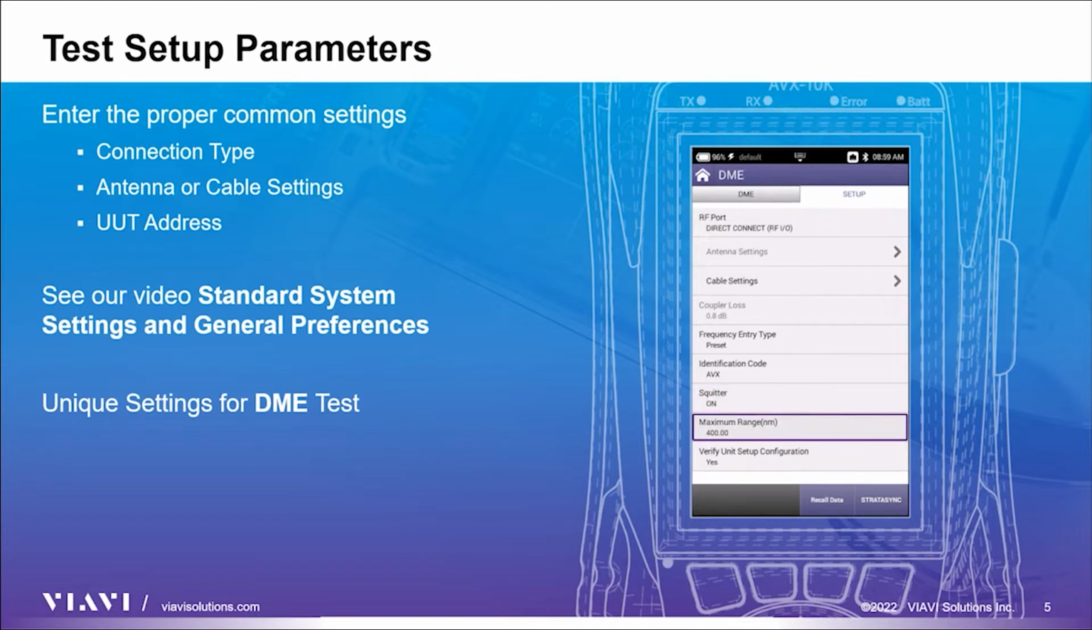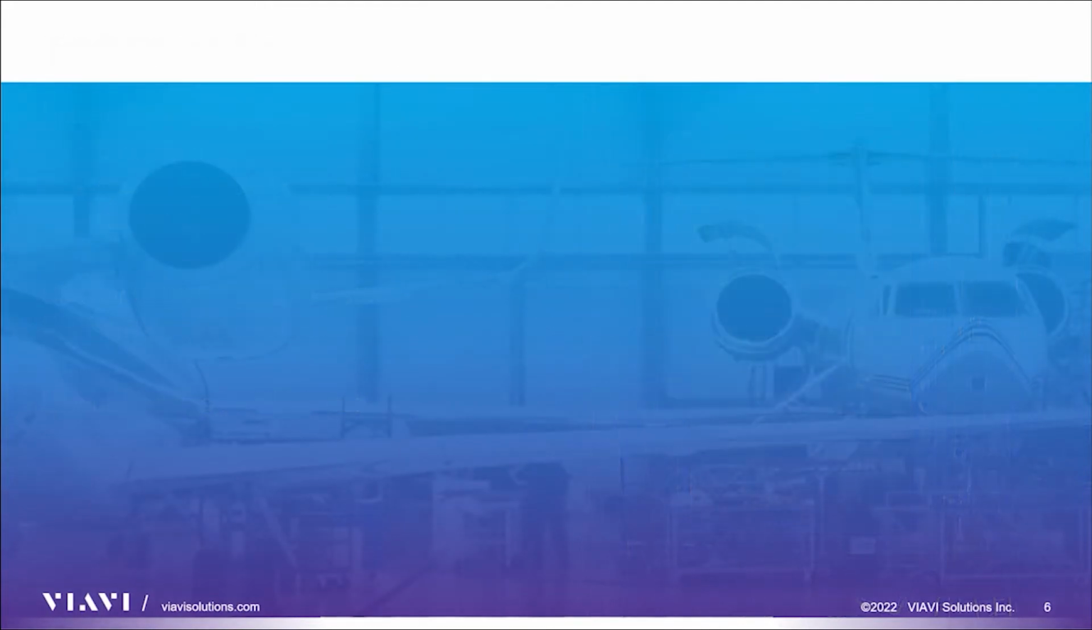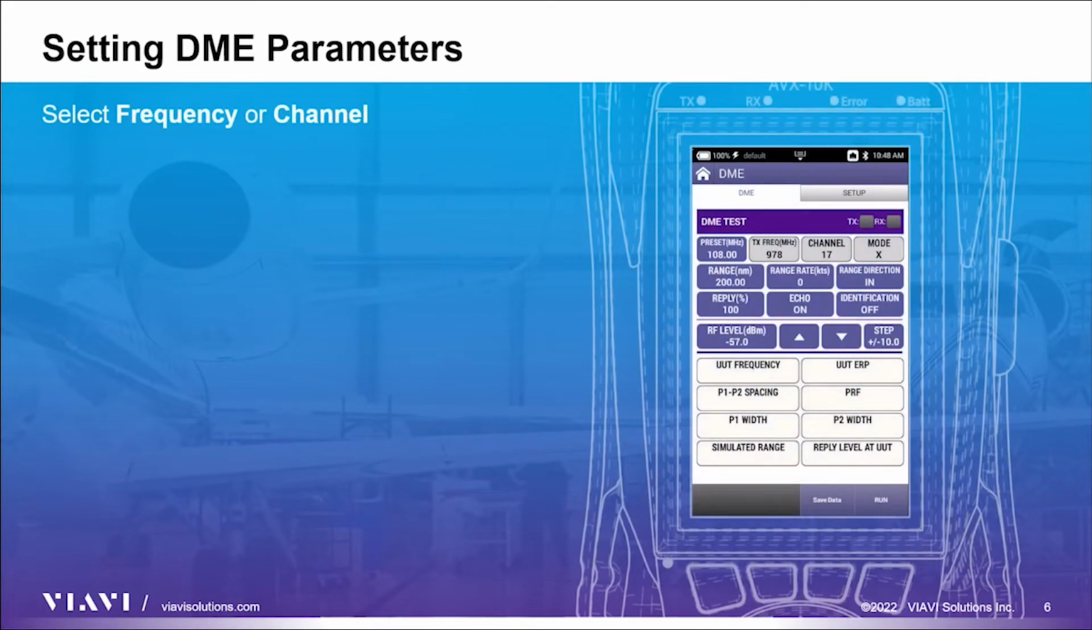Maximum range can be set from 0 to 450 nautical miles and determines the maximum setting for the range value on the main page, which we will look at next. Once you have completed the setup parameters, the next step is to create your radiometric and flight parameters. All of the fields with a blue background are editable.